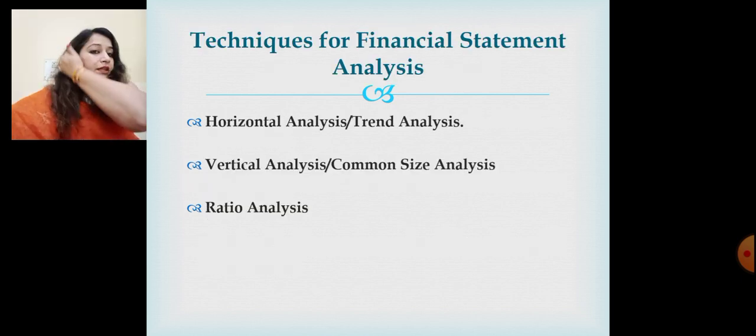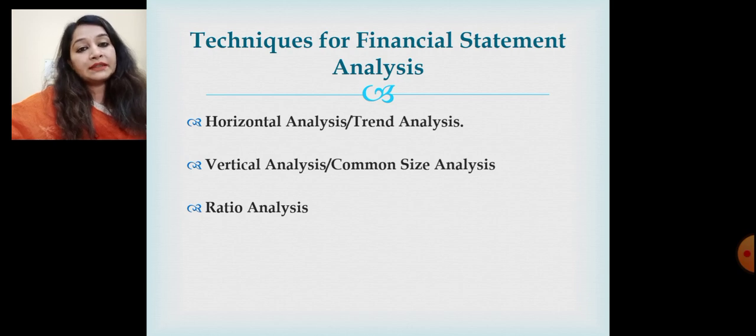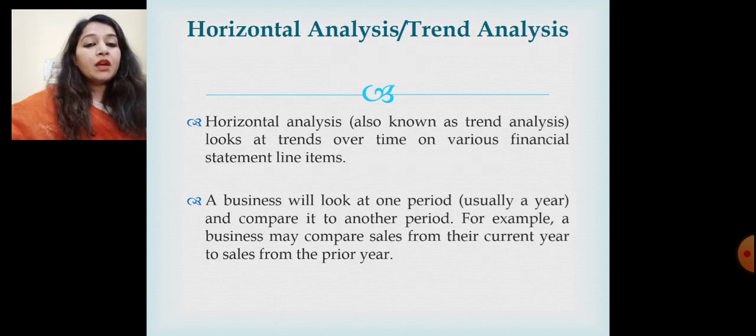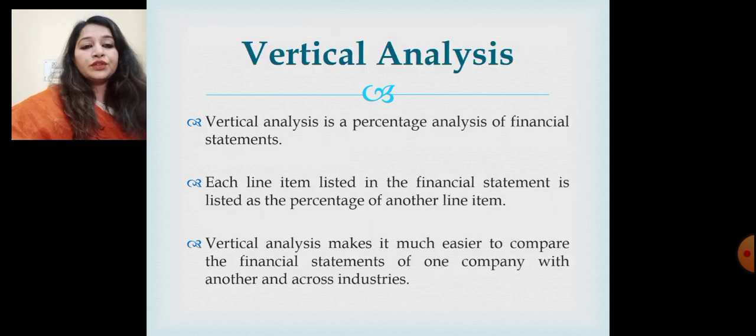Next, some of the techniques to analyze the financial statement. Basically we have horizontal analysis, trend analysis, vertical analysis, that is common size analysis, and ratio analysis. First is horizontal analysis or trend analysis. It looks at trends over time on various financial statement line items. A business will look at one period, usually a year, and compare it with another period. For example, a business may compare sales from the current year to sales from the previous year. Such a comparison is known as horizontal analysis.